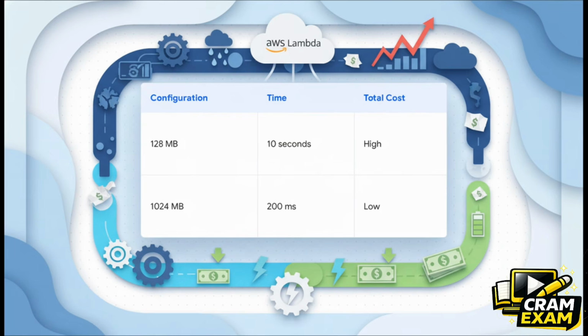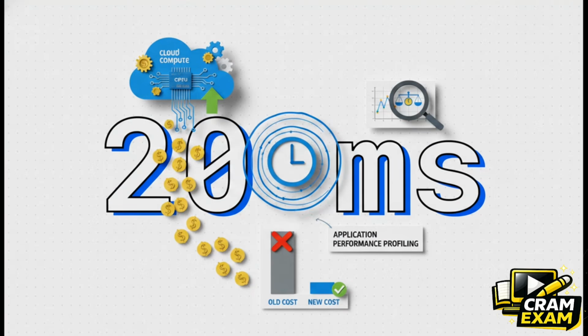Because you pay for the exact execution duration, you just paid for 10 seconds of compute time. Now, if you bump that memory up to 1024 megabytes, it gets a massive CPU upgrade and finishes the exact same task in just 200 milliseconds. Even though the higher memory tier costs more per millisecond, the total execution duration is so much faster that your overall bill drops dramatically. It honestly feels like AWS math magic, but really it's just efficient compute.